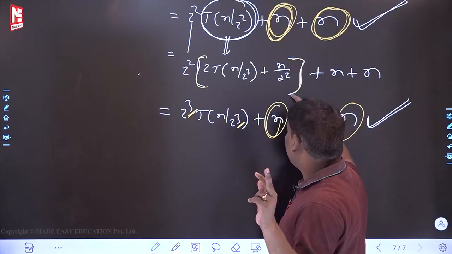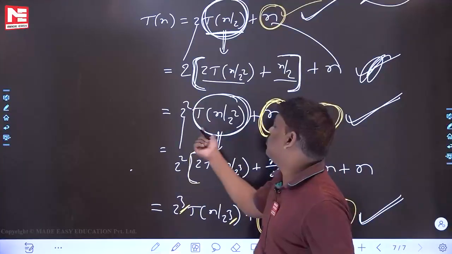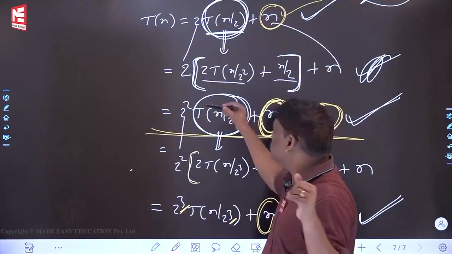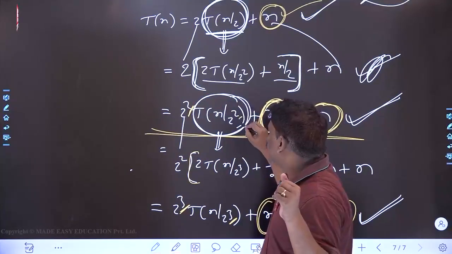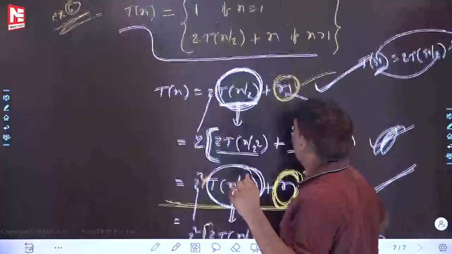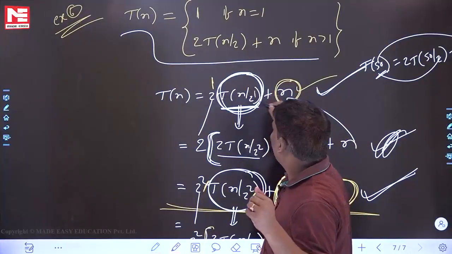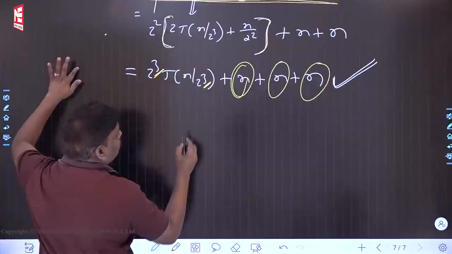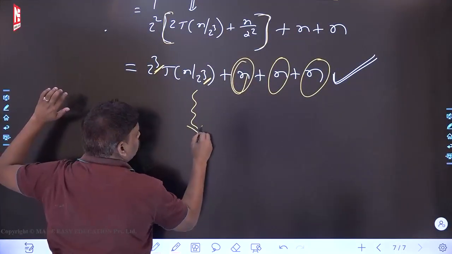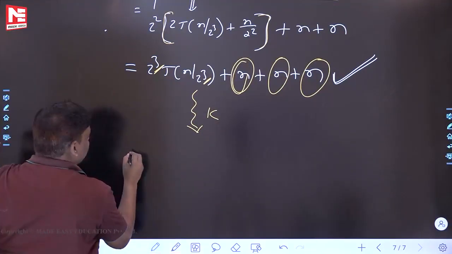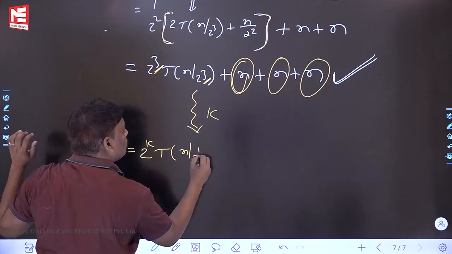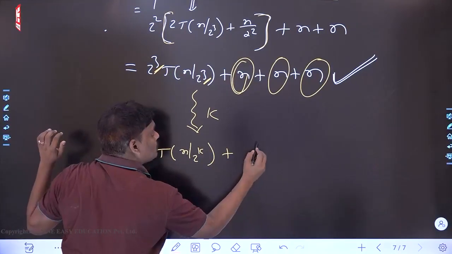Now some people are asking, sir, is it right or wrong? Can you go to the second round also? 2 rounds over, it should be in terms of 2. Let me check, it is 2 square, and 2 ends. 1 round over, what is the answer? 2 power 1, 2 power 1, 1 n. I think that is fine. Now go to the next one. 3 rounds over, this is the story. Let's go k rounds. What is the answer? It will become 2 power k times T of n by 2 power k, plus n, plus k times. So k.